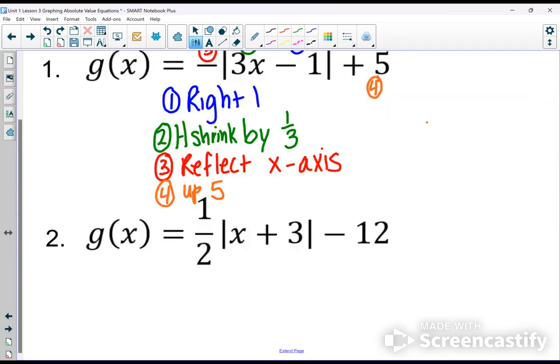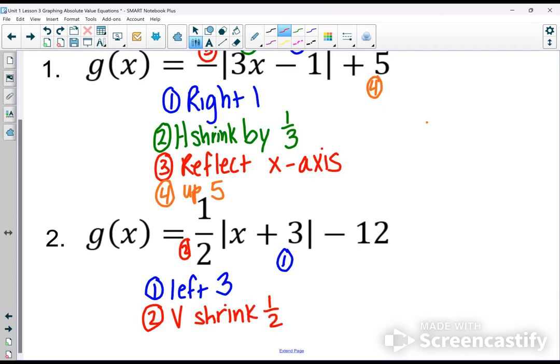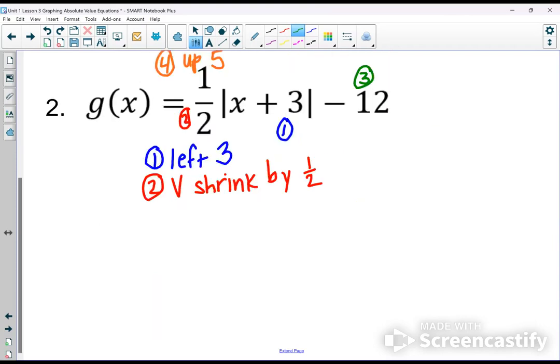All right, so let's use a similar thinking to work through number 2. We're adding 3 on the inside, which tells us that that is a shift left 3. We have plain old x, so there's actually no more transformations on the inside. We have a 1/2 being multiplied on the outside, indicating a vertical shrink because 1/2 is smaller by 1/2. And then we're subtracting 12 on the outside here, indicating a shift down 12. Talking about a shift up or down really is always your last step.